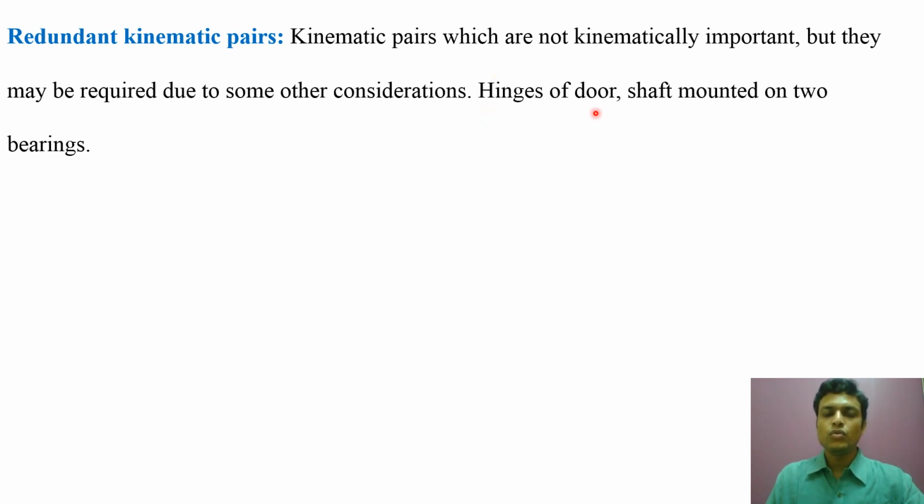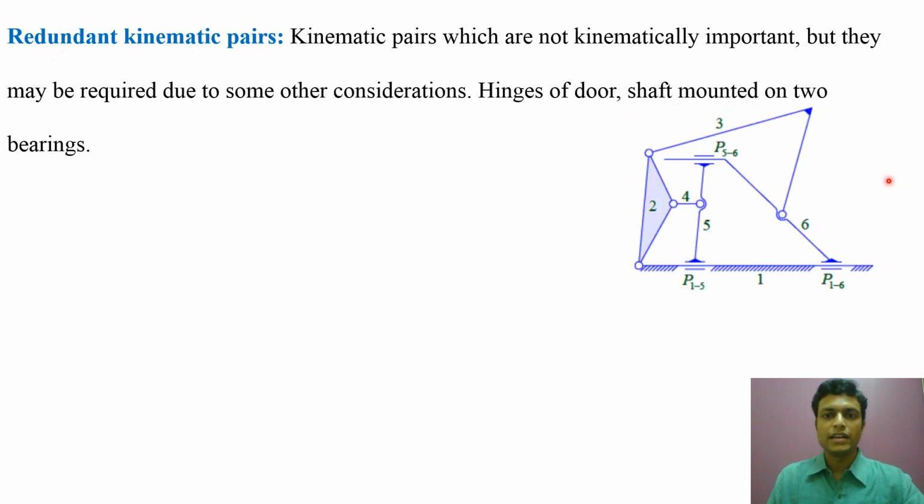So the 2 hinges become redundant kinematic pairs. Kinematically there will be only 1 hinge. If 2 are redundant, then the effective number of hinges is 1. So now 3 into (2 minus 1), that is 3, minus 2 into 1, is 1. Similarly, if a shaft is mounted on 2 bearings, one bearing can give the shaft the same kinematic motion, so one becomes redundant. So this is the concept of redundant kinematic pairs.